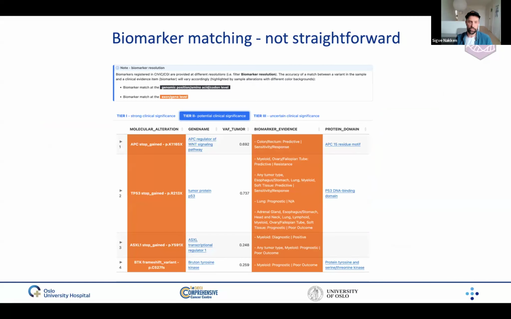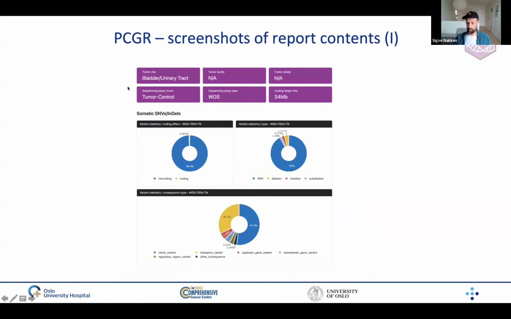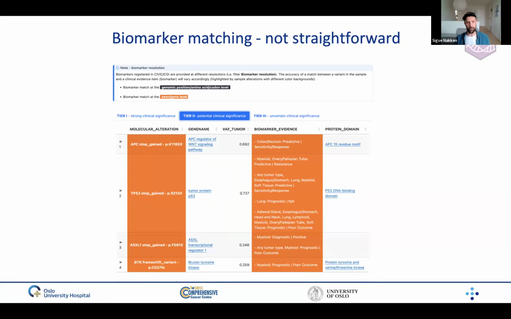I just want to show you here how this is shown in the report. We make a note to the user that you can have matches between variants in the tumor and known biomarkers at the exact genomic position, amino acid and codon level, and then you can have matches between entries in your tumor sample and more loosely defined biomarkers in the biomarker database.